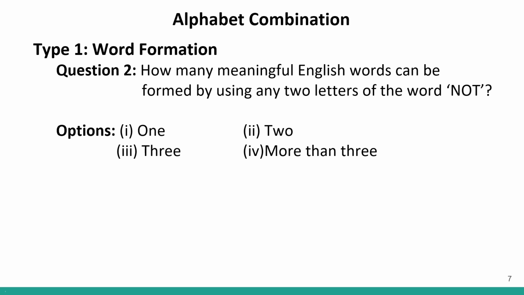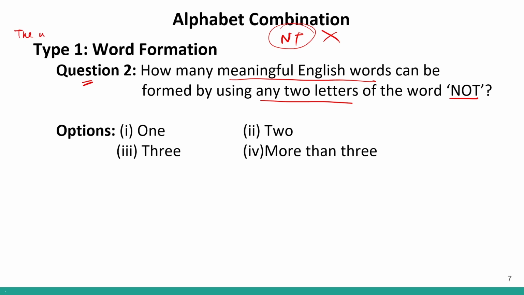Question number 2. We have to answer how many meaningful English words can be formed by using any two letters of the word NOT. So we have to use any two letters of this word to make an English meaningful word. Now it should be meaningful. You cannot make NT and say this is a word. No, it does not have any meaning in the English language. First thing, remember, we have to make sure that the word should be meaningful.